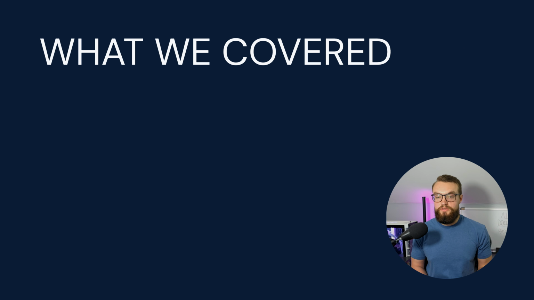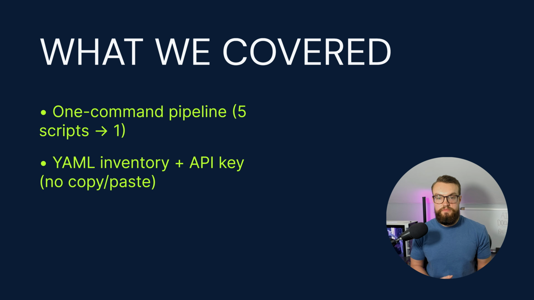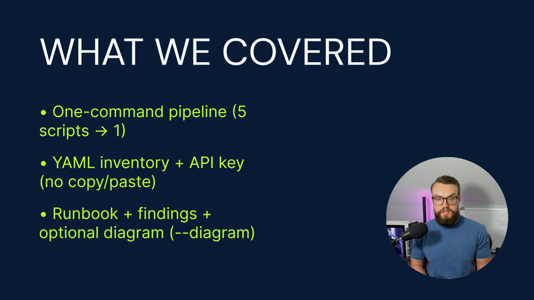So here's what we covered. First, we replaced a 5-script manual workflow with a single command pipeline. Second, we set up a YAML inventory file and an API key, so the script runs with zero copy-paste. Third, we ran one command that runs our script and generates a complete runbook as well as a finding list at the bottom. And lastly, we generated a network diagram with a single flag. Keep in mind, the default when you run this does not include the network diagram flag. So if you want that, you do have to add the --diagram flag.